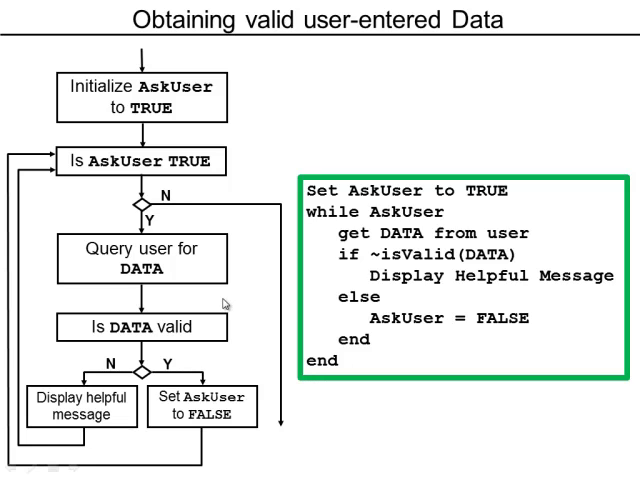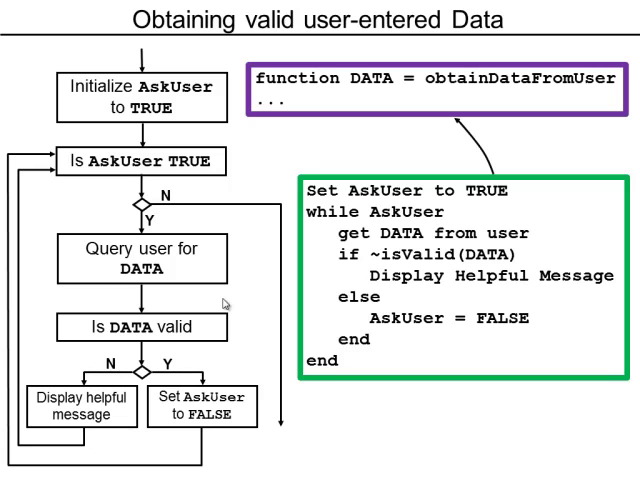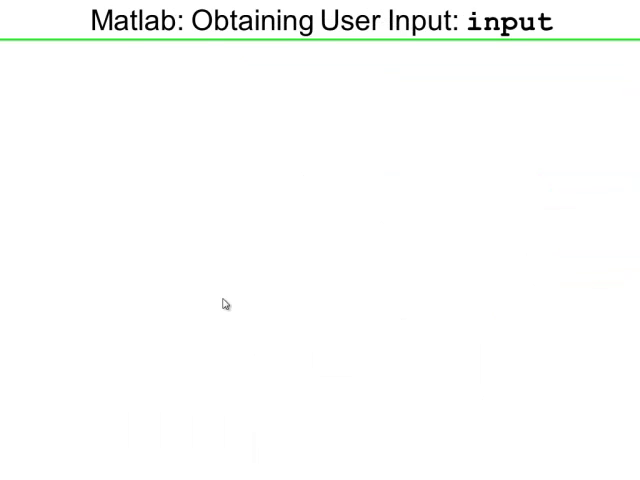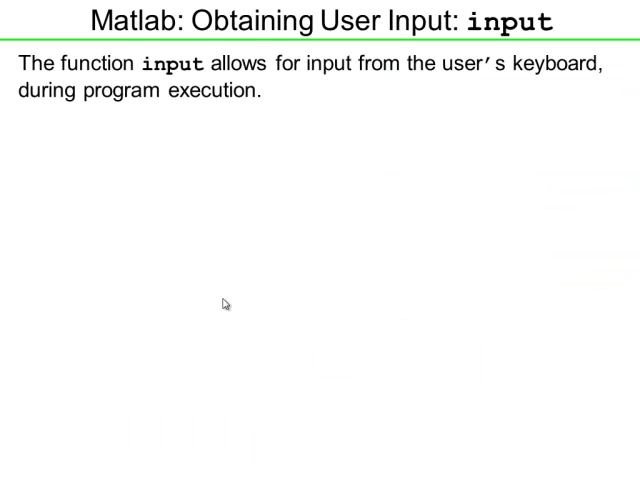Great. So you should be able to start thinking about how you'll write this obtain guess from user. There it is, obtain data from user and return the data as a function. Now, how do we obtain input from a user? There's a function in Matlab called input, which allows input from the user's keyboard during program execution. The program pauses and asks the user to type something at the keyboard.